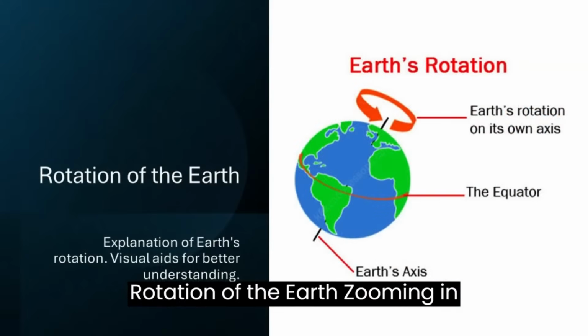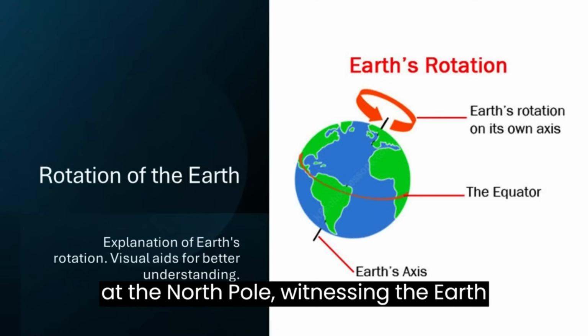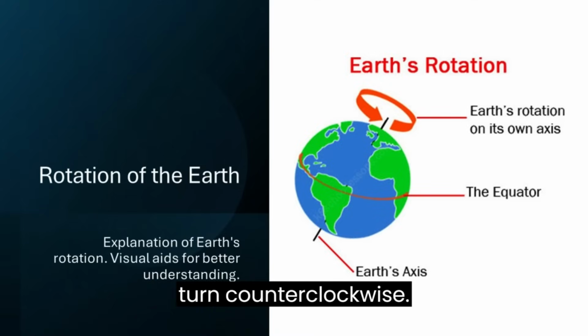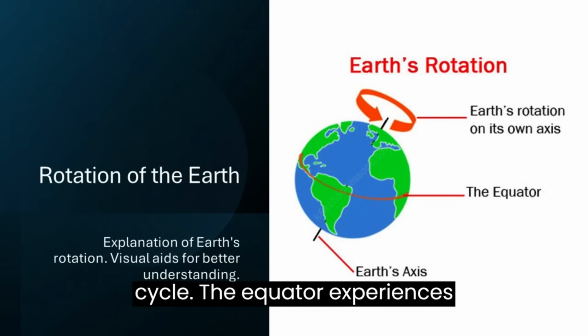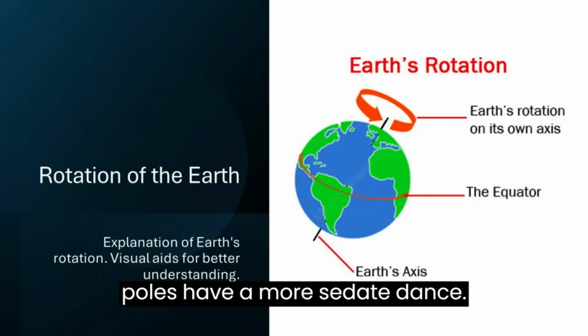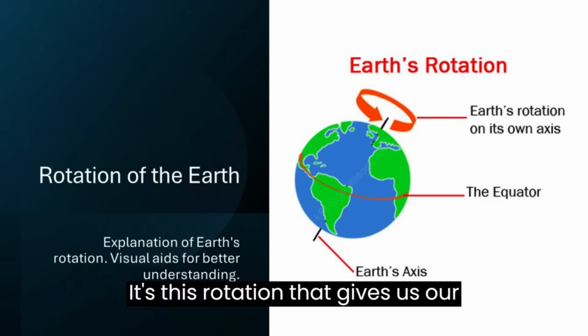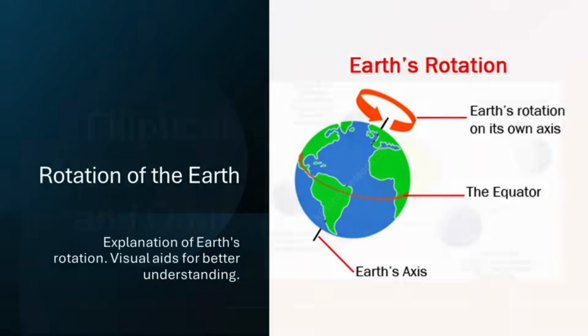Rotation of the Earth. Zooming in on Earth's rotation, imagine standing at the North Pole, witnessing the Earth turn counterclockwise. This motion defines our day and night cycle. The equator experiences the fastest rotation, while the poles have a more sedate dance. It's this rotation that gives us our sense of time and rhythm.